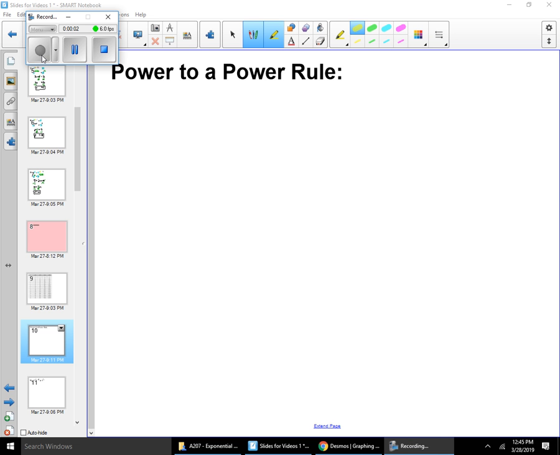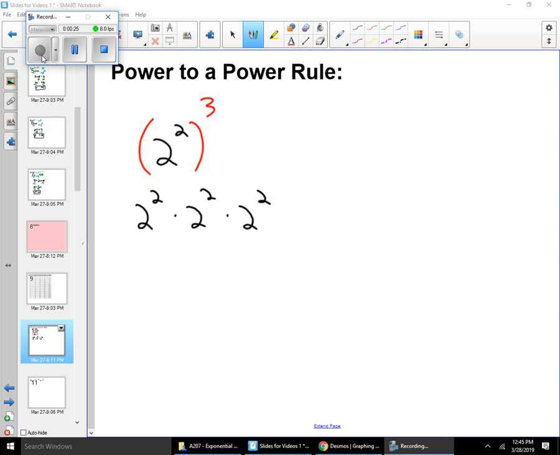So before looking at the next example, I want to remind you about the power to a power rule. What this is, if you have some power, like maybe 2 squared, and you then raise that to a power, say we raise that whole thing to the 3rd power, what this is really saying is we have 2 squared 3 times. We have 3 of them. That's what this exponent means.